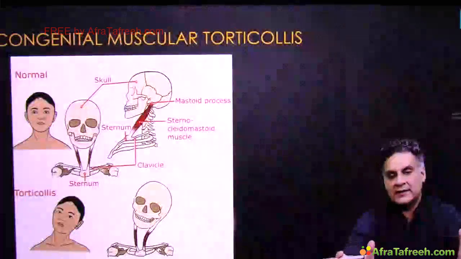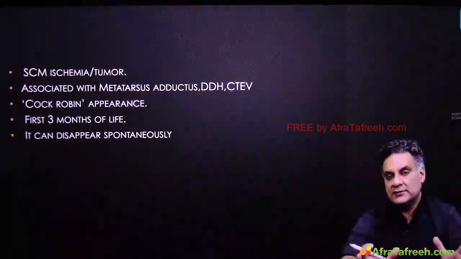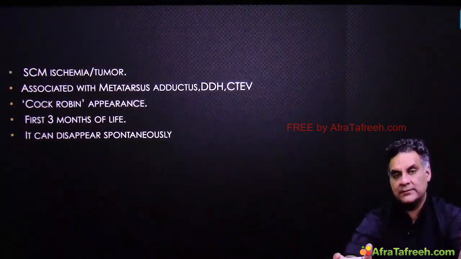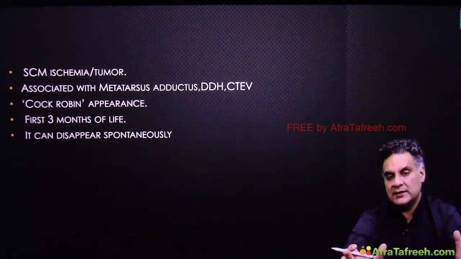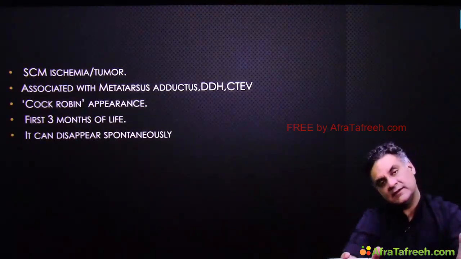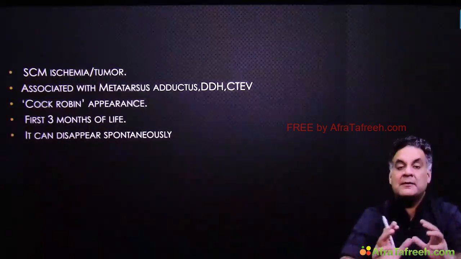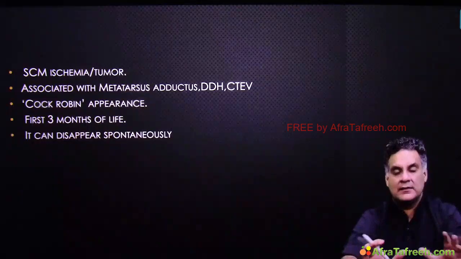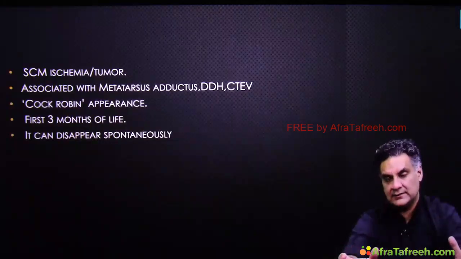This is congenital muscular torticollis. It usually occurs due to ischemia of the muscle at birth. There can be a swelling inside the muscle. It is associated with DDH, CTEV and metatarsus adductus. The tilted appearance is a cock-robin appearance. It can appear up till 3 months of life. In 90% of cases, it can disappear spontaneously.